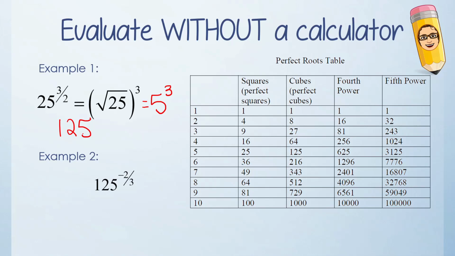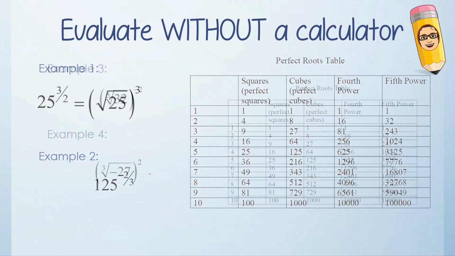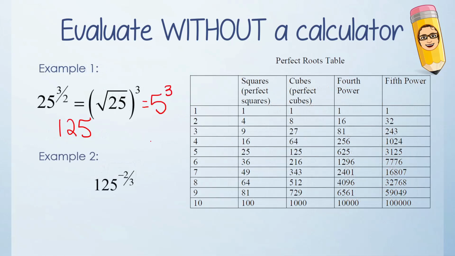Okay. Same thing for example number 2 here. I'm going to change it into the cube root of 125 to the negative second power. Now, cube root of 125. I'm going to start in the cubes column because it's cube root and find 125. I'm going to go over and find that to be a 5. So that's 5 to the negative second.